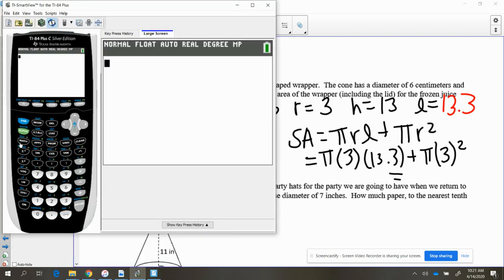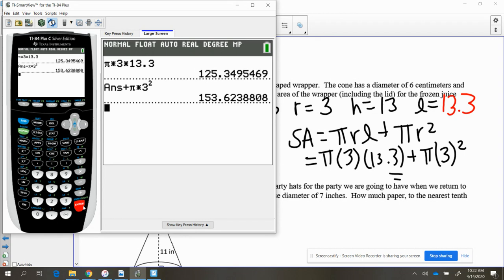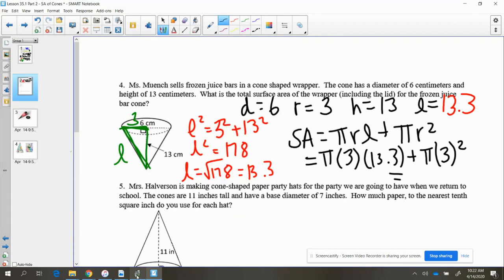We have pi times 3 times 13.3 plus, so there's our lateral area, pi times 3 squared, for a total of 153.6 square centimeters worth of paper that is going to be needed.